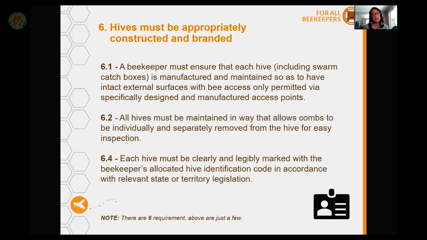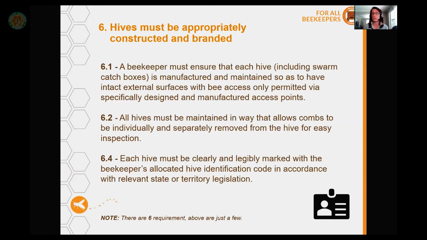So to facilitate hive inspections as required as part of this code, all hives must have removable combs, and that includes top bar hives. They are absolutely permitted, but only if the comb can be individually or separately removed from the hive for inspections. Now, this section also contains a requirement that all hives must be branded in accordance with your state or territory regulations.